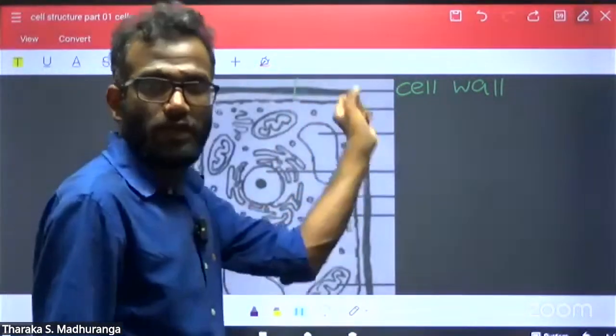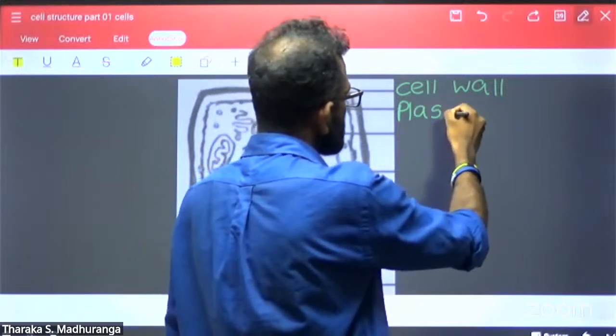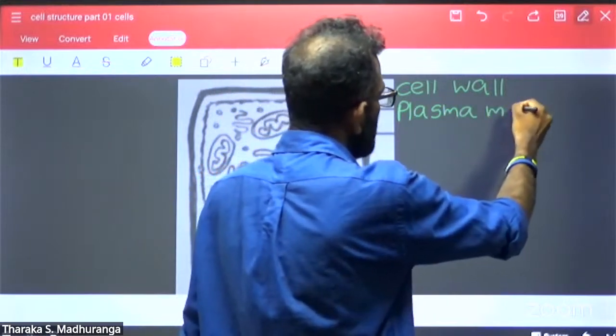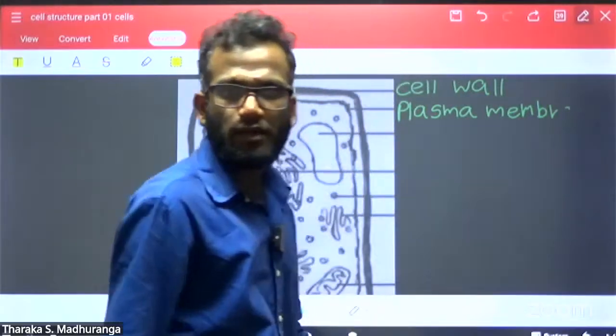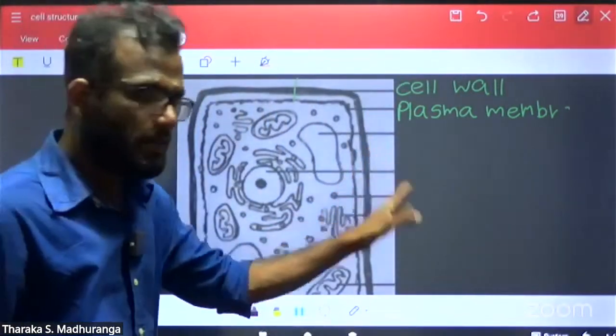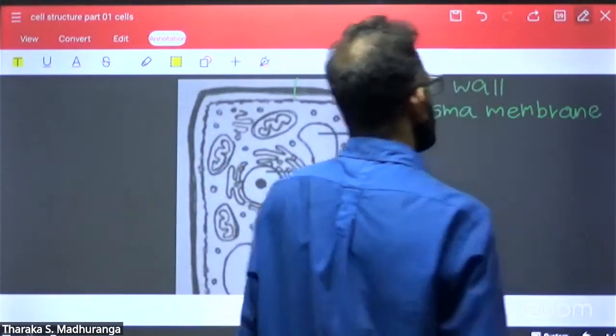Inside the cell wall, it is the plasma membrane, or cell membrane. That's a semi-permeable membrane. Okay, we can discuss that in the organelles.